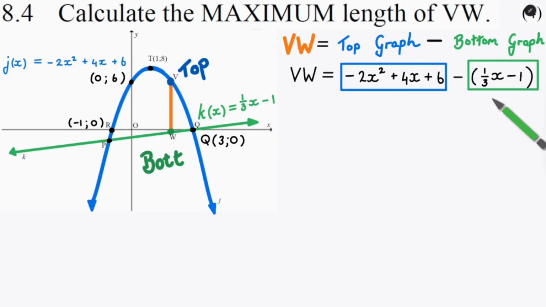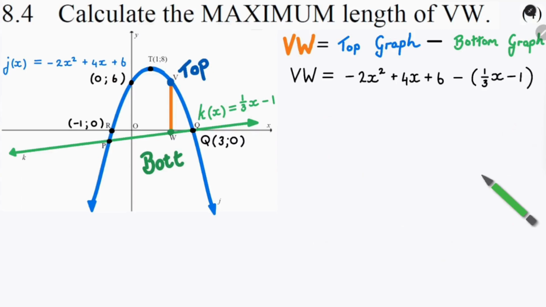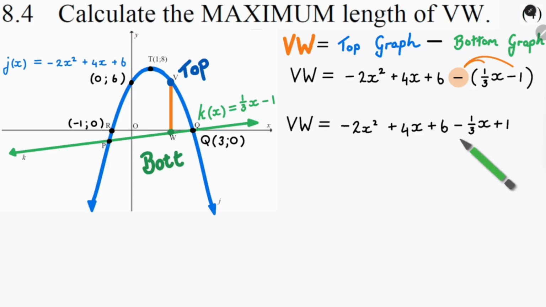And now just bear in mind this process only works for perfectly vertical lines. At the beginning of the question, they told us that VW is parallel to the y-axis, which is a sneaky way of telling you it's a perfectly vertical line. And the first thing we're going to do to start simplifying is distribute this negative into that bracket to get rid of it. Okay, then we're going to do our like terms.